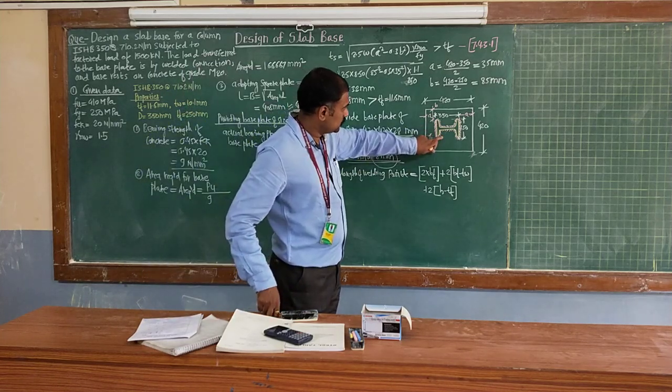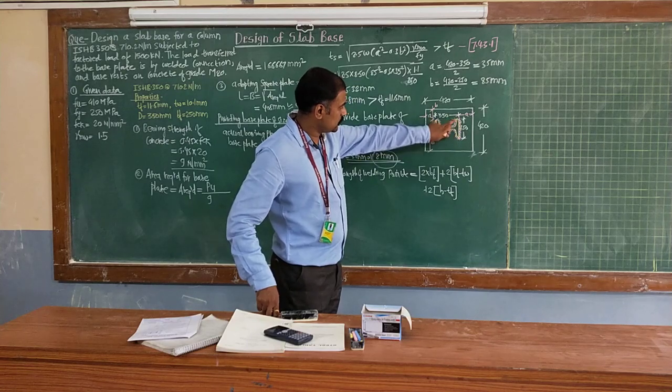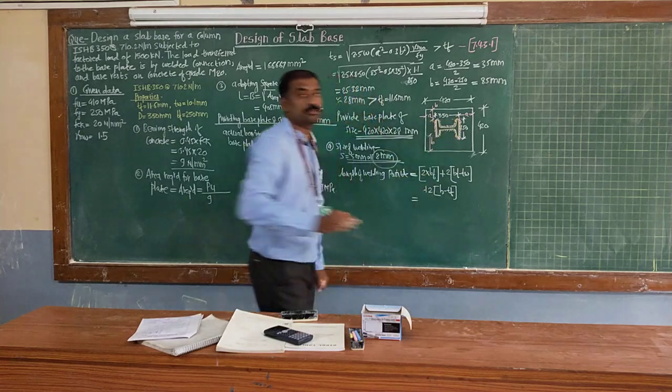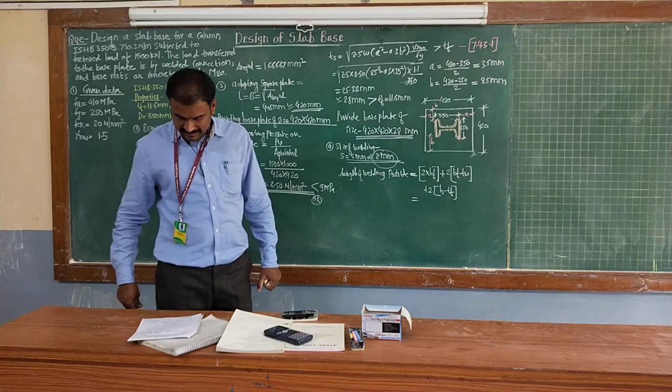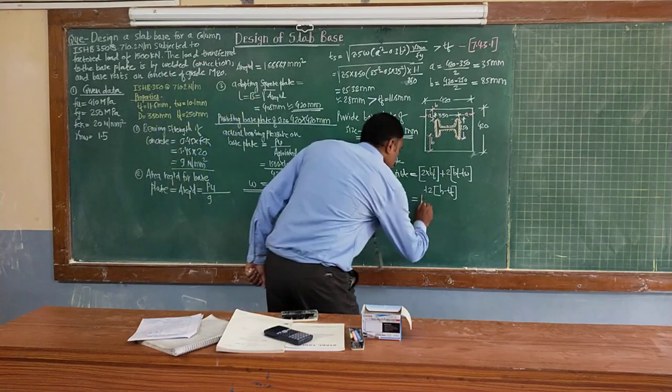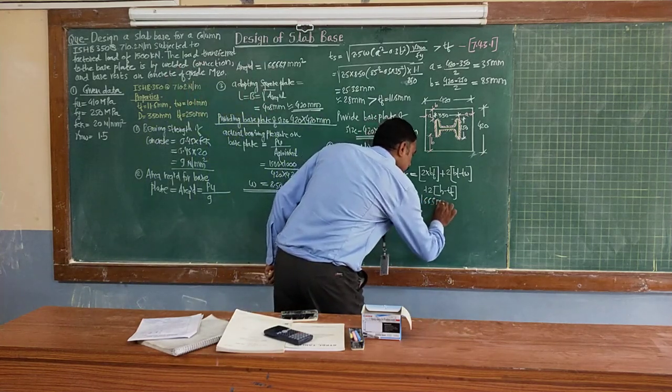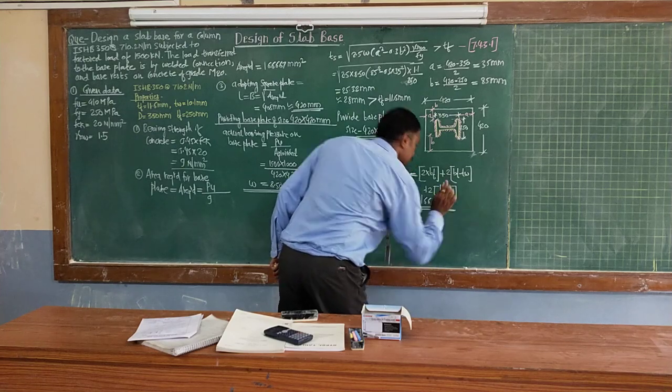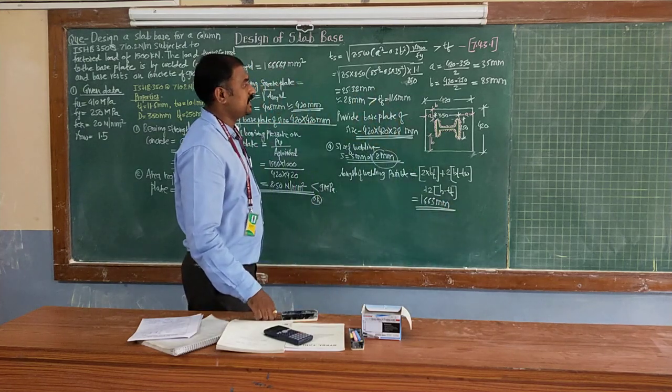This is total and 2 times thickness of flange. Yes. Now this value is equal to total. I am directly writing the answer, 1663 mm. This is the total length that can be provided.